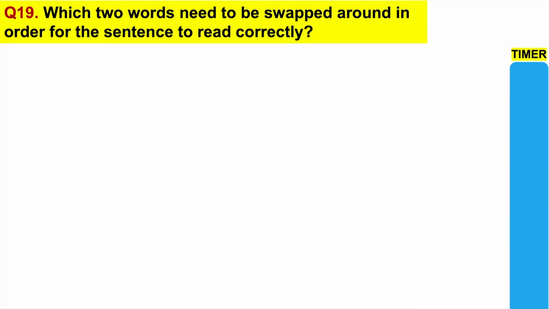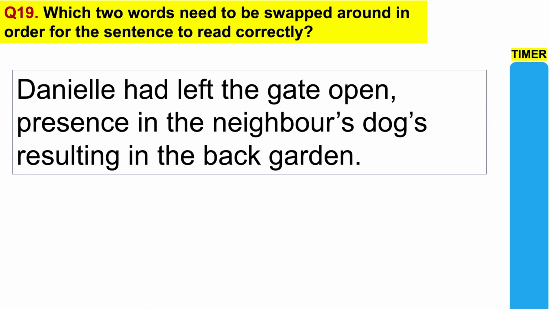Brilliant. Question 19. Which two words again need to be swapped around in order for the sentence to read correctly? Danielle had left the gate open. Presents in the neighbour's dogs resulting in the back garden. That does not make sense. But if you swap around two words, it will do. Let me know in the comments section below. Here's the timer.